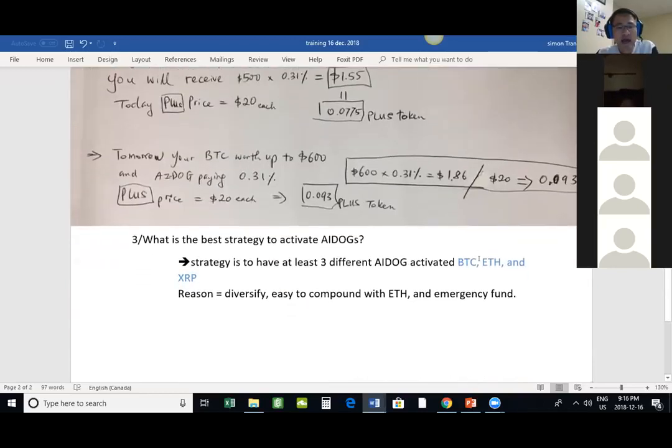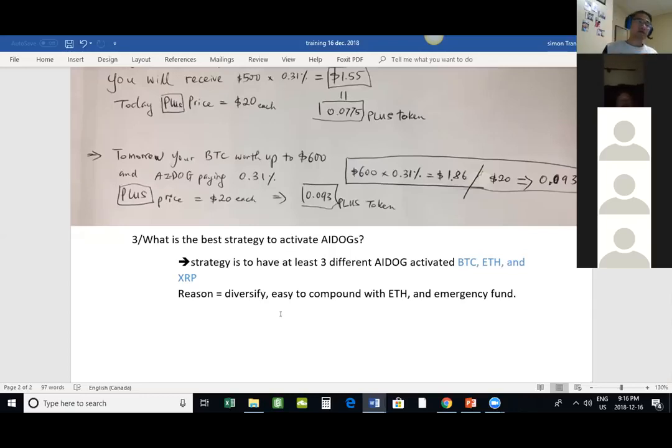And okay, so now number 3, the question is: what is the best way to choose what kind of cryptocurrency I put into the AI dog? Am I holding Bitcoin, Ethereum, Ripple, or Dash? What should I hold? Okay, the answer is there's no best, right?